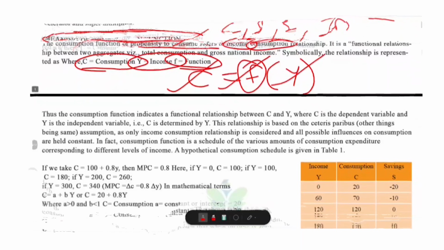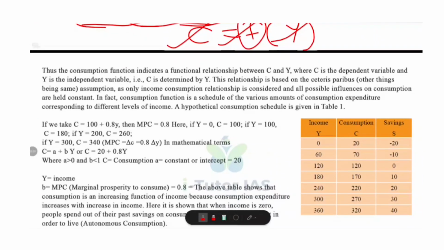Now let's understand how the consumption function actually works. The consumption function shows the functional relationship between C, consumption, and Y, income. Here C is the dependent variable, that means consumption depends on income. And Y is the independent variable, that means income determines consumption.